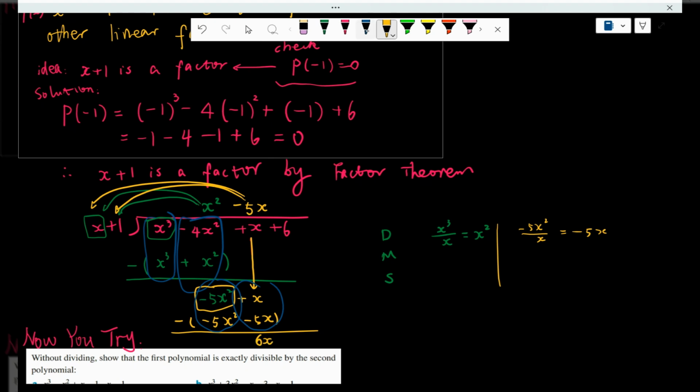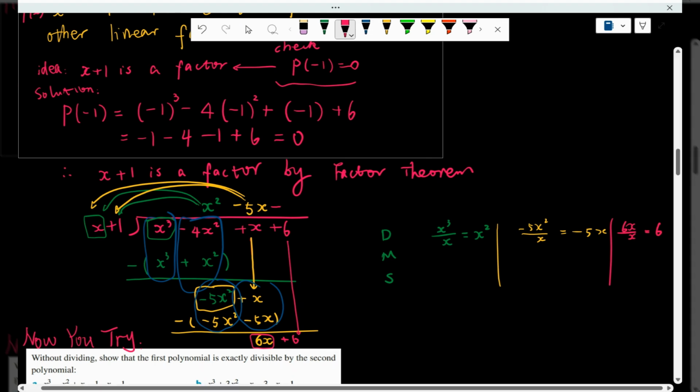And finally, this round is done, and before we start the next round, we are going to bring down one more term from the original one. Then we will have 6x plus 6. Then the leading term here is 6x. Then we repeat DMS, then we will have 6x over x is 6. Then record 6 here.